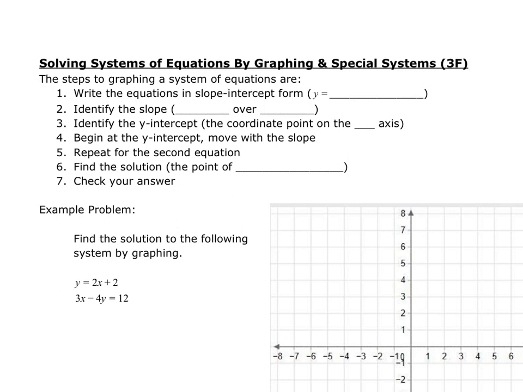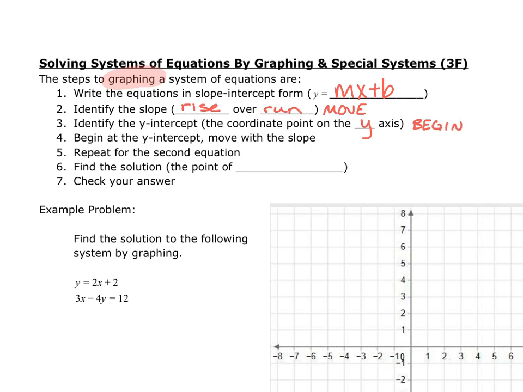You've got to make sure when we're graphing a system of equations, graphing to find the solution, we write the equations in slope-intercept form, which again is mx plus b. We identify the slope, which is my rise over run. It tells me exactly how to move across the graph. And we identify the y-intercept, which is the coordinate point on the y-axis. This is where we begin.